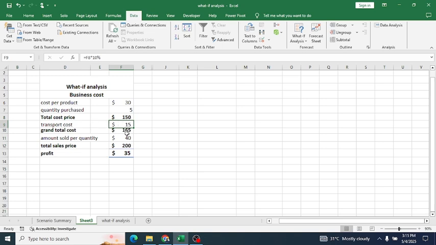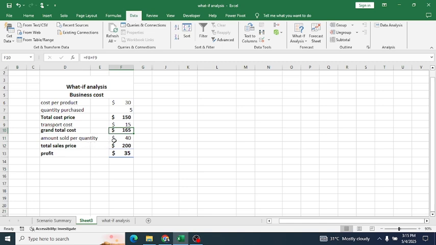Now it's going to be what now? This grand total, how much is spent totally from the purchase and the transportation, is going to be this plus this, right? So you get F8 plus F9. That gives you the F10 value there, which is 165. Yeah, 165 is correct.